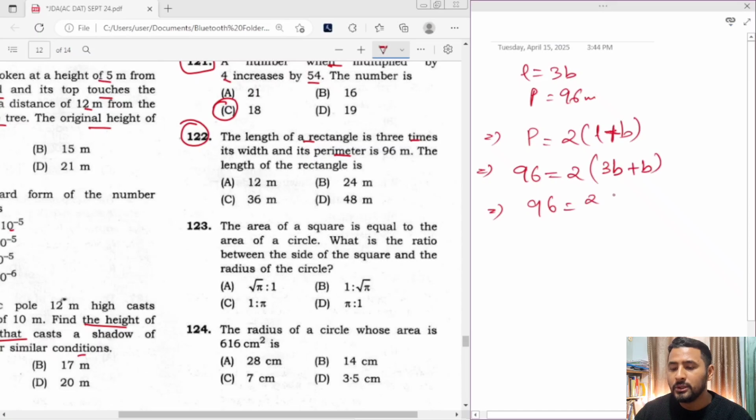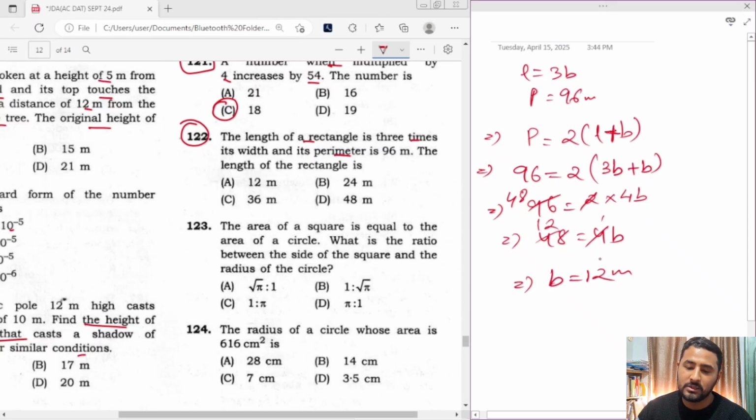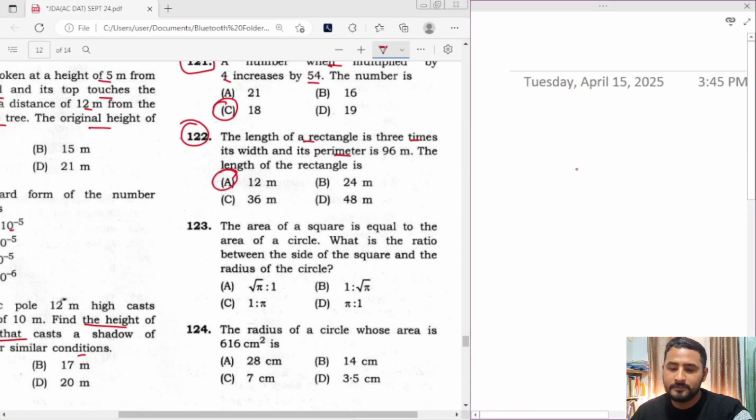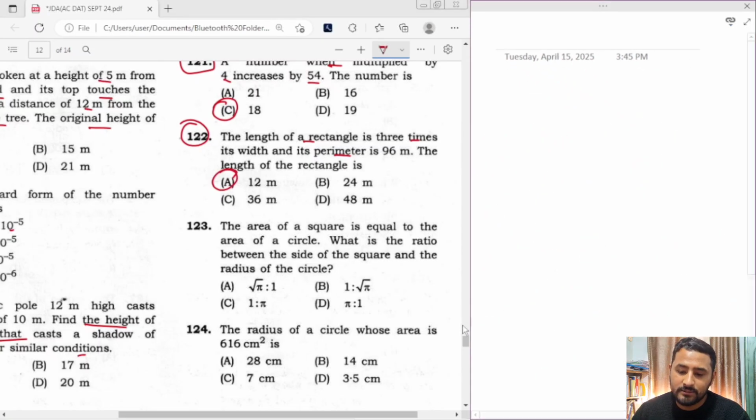96 equal to 2 into 3b plus b, which will be how much? 4b. So cancel now. 2 into how much? 2 into 48, right? So you get 48 equal to 4b. You can again cancel 4 into 12. So we got the answer b is equal to 12 meter. So the answer to 122 will be 12 meter. Okay, let's look at the next.